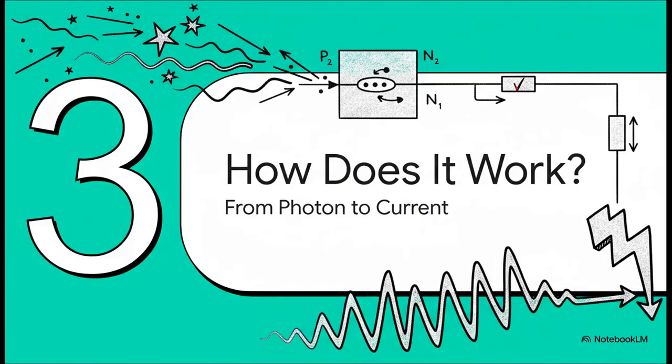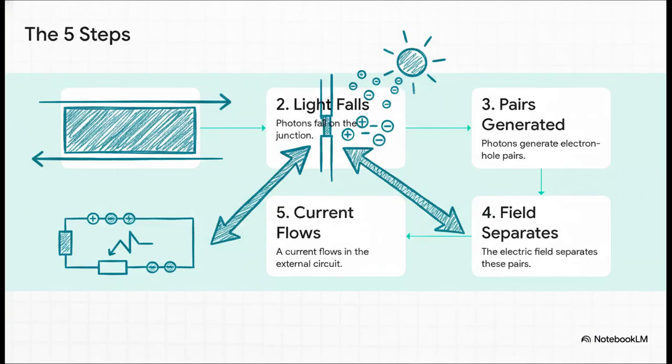Okay, so we know what it is. We know how it's built. Now for the big question, how does it actually work? Let's follow a single particle of light, a photon, on its journey to becoming electricity. It really breaks down into 5 simple steps. First, we apply that reverse bias we talked about. Remember, hooking it up backwards. This creates a really wide, sensitive depletion region.